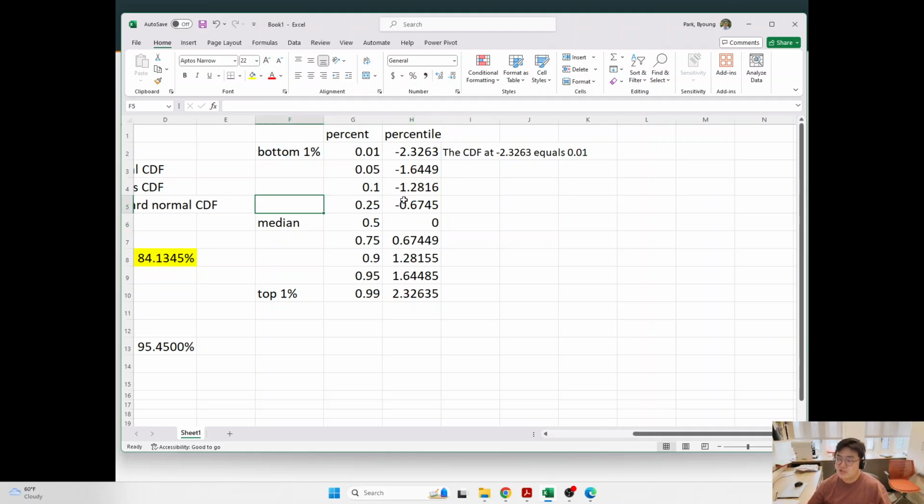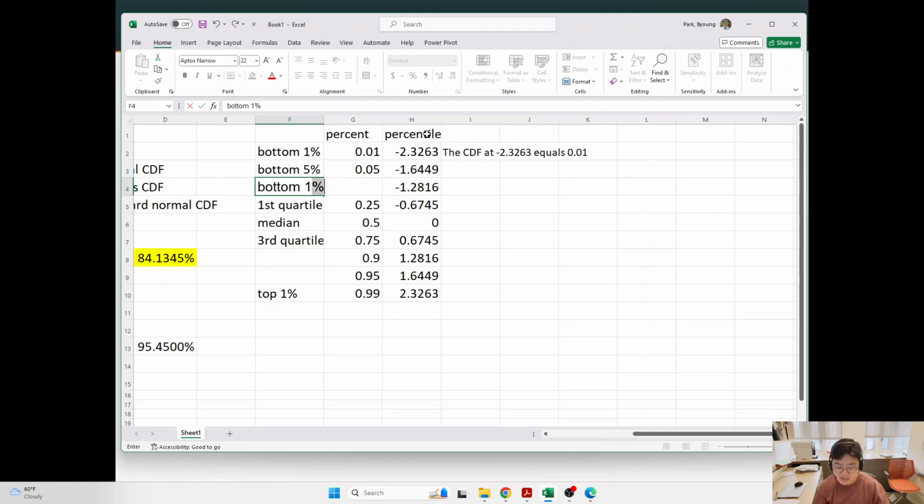And this was the first quartile, and the third quartile. We learned the interquartile range. That is based on these two, and they are also symmetric, right? I don't know why there is an additional decimal place. Anyhow, you can see they are the same thing. Oh, and this is bottom 5%, bottom 10%. And this is top 10% and top 5%, like that.